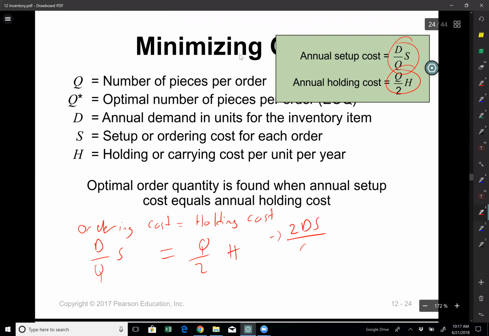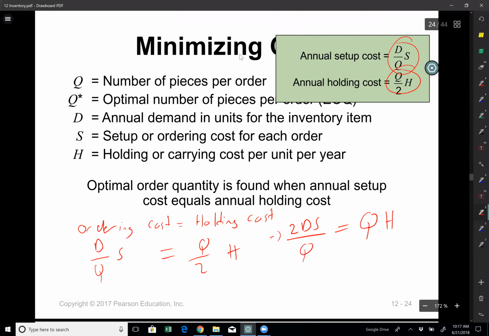Then if I put this Q over here, I will get 2DS over Q is equal to QH. If I put this Q over here and this H on the left, and then carry Q to the right, what happens is that 2DS over H will be Q squared. If I take the square root of both sides, I will get Q is square root of 2DS over H. Okay, so that's the formula, and that's the optimal order quantity where it will minimize total cost.